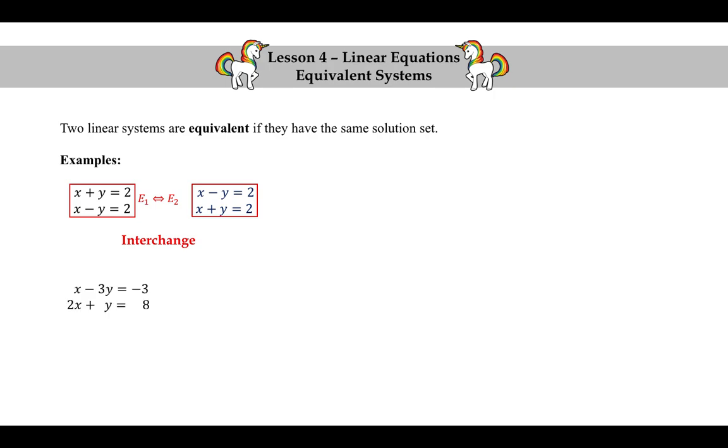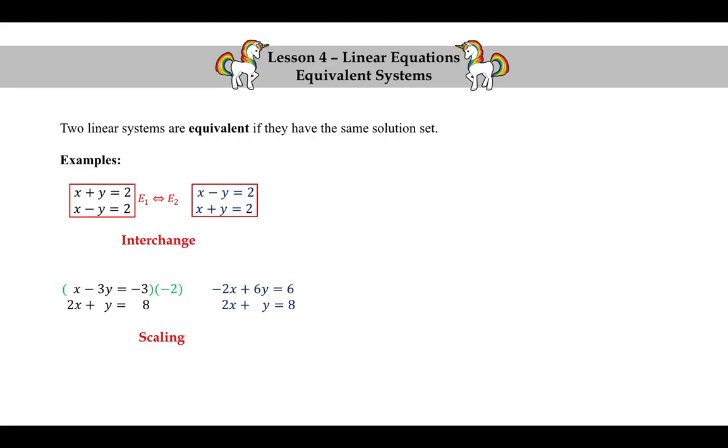x minus 3y equals negative 3, 2x plus y equals 8. This time, let's go ahead and multiply the first equation through by negative 2. We get negative 2x plus 6y equals 6. And let's leave the second equation alone, so we'll just copy that one over. What we get is a system which is equivalent to the original system.